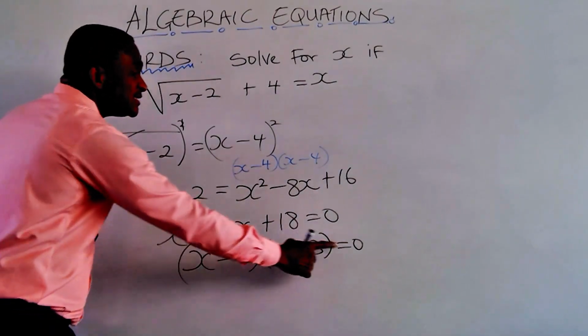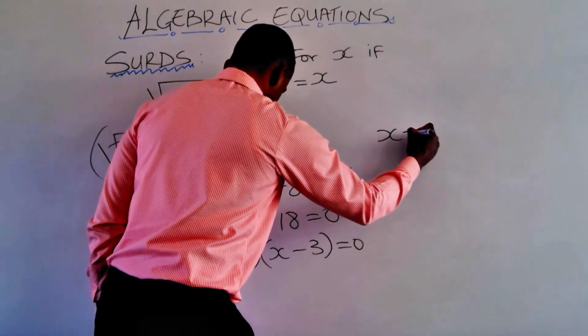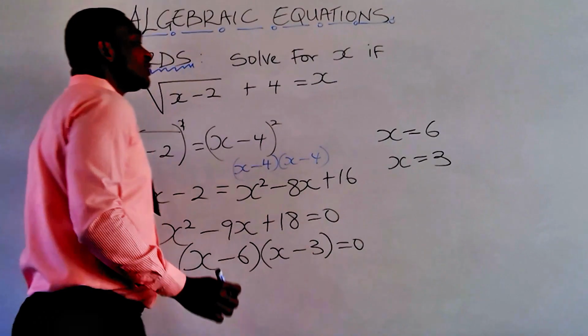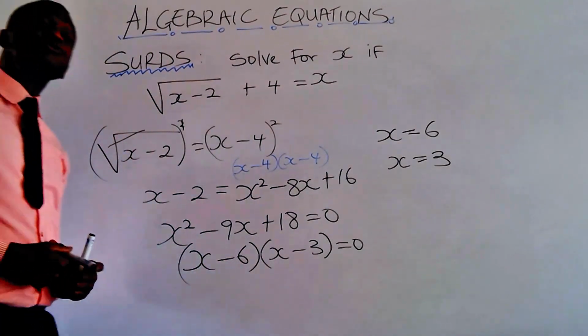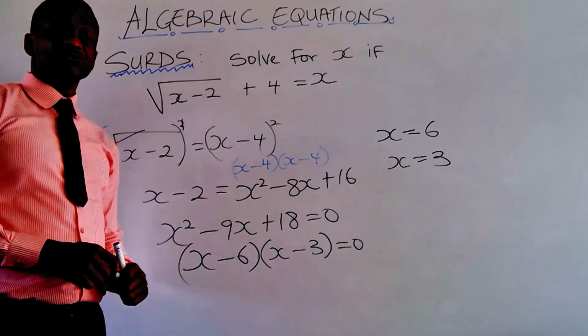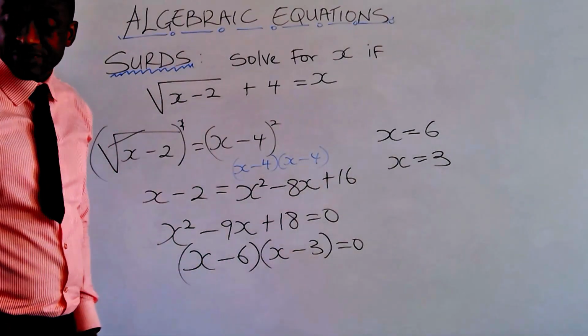So if we equate the individual brackets to 0, you will see that x equals 6 and x equals 3. For such equations, we also check for critical values like we do with inequalities. We check for the values that are valid for the given expression from the original.